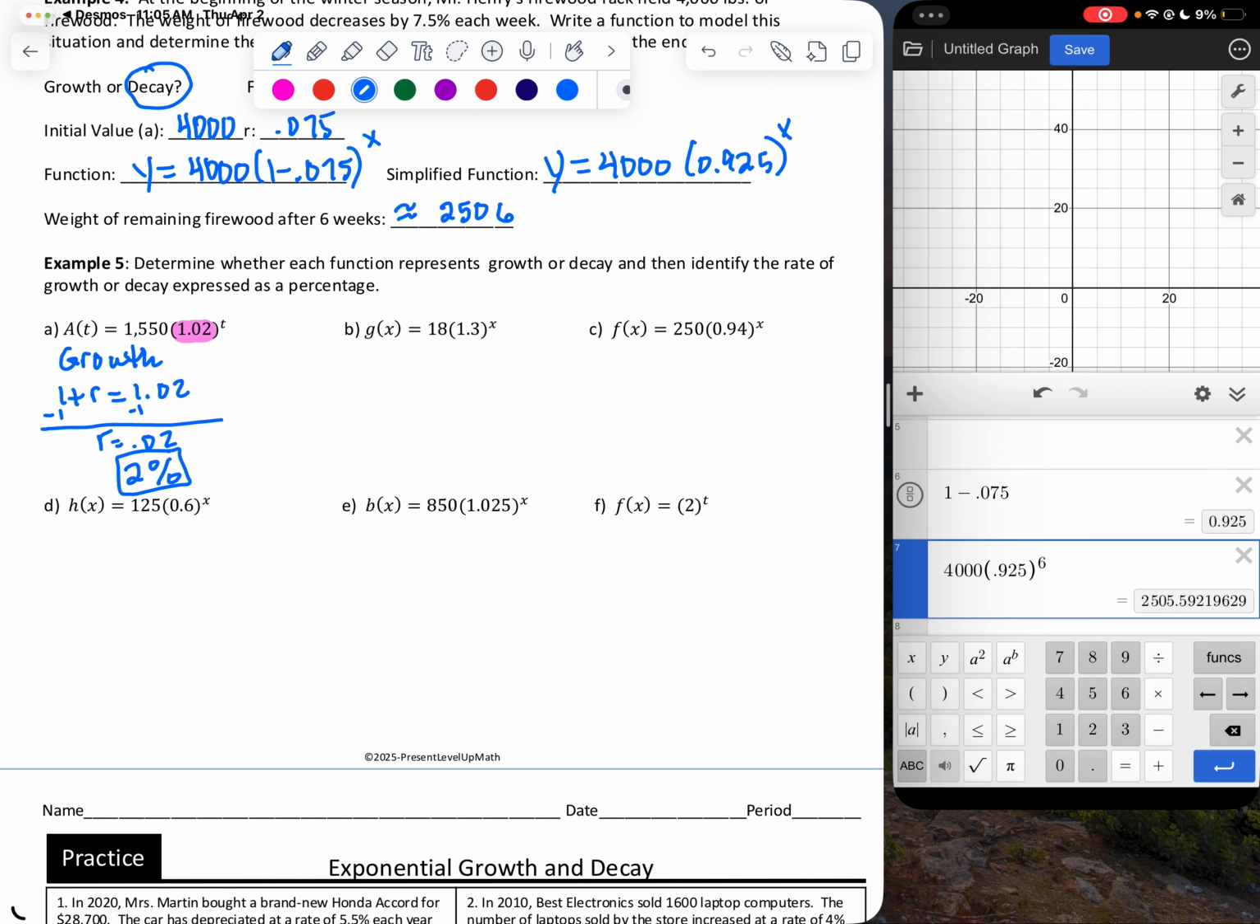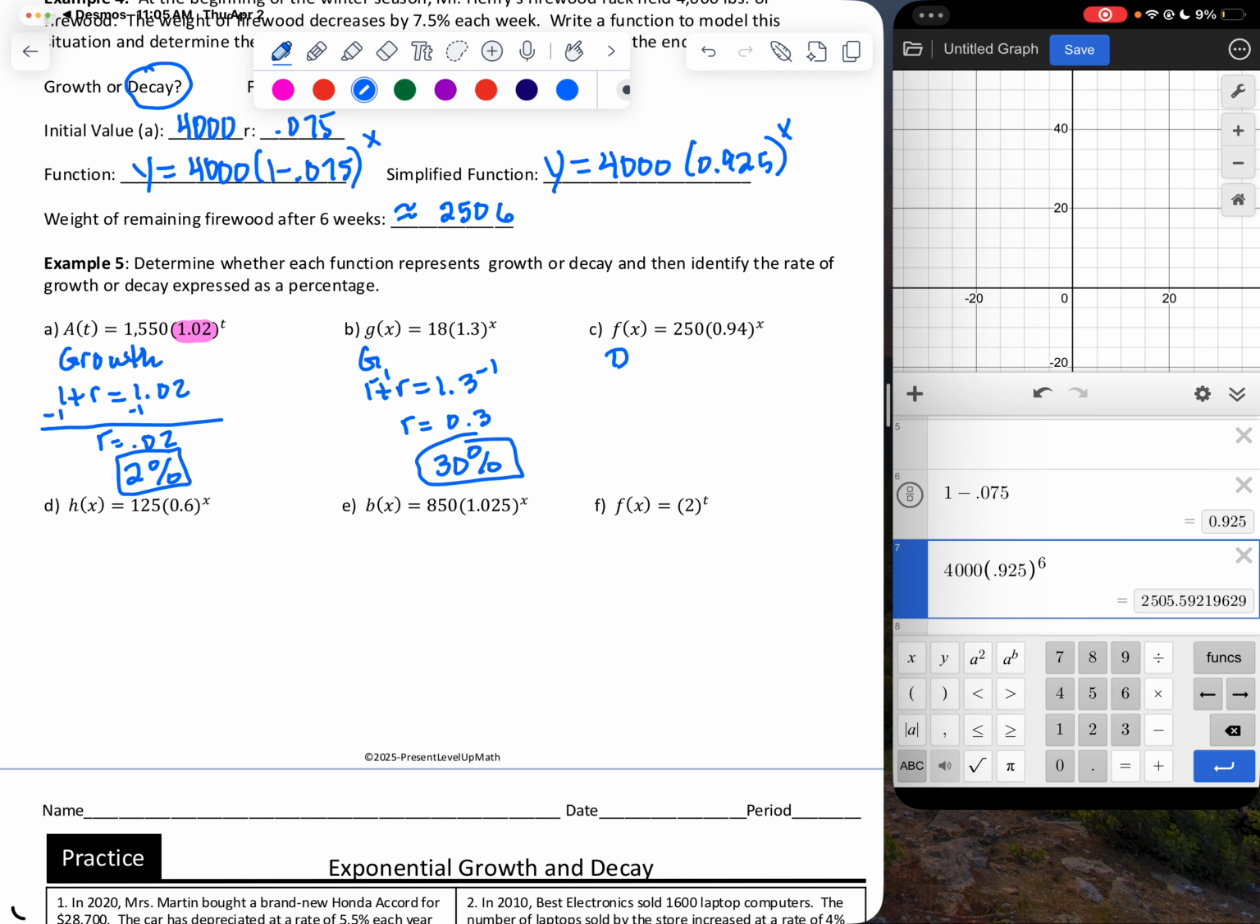All right, problem B. This is growth again. And so our formula for growth is 1 plus r equals whatever's in the parenthesis. Subtract 1 from both sides to get the rate of 0.3, and then convert that to a percentage: 30% growth.